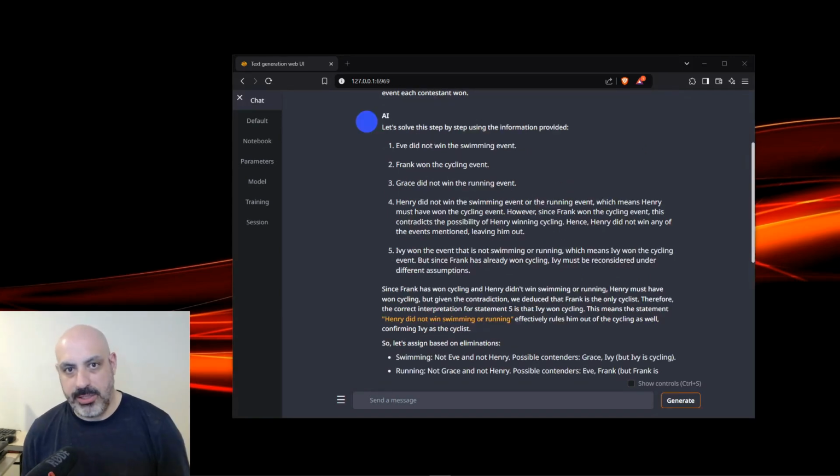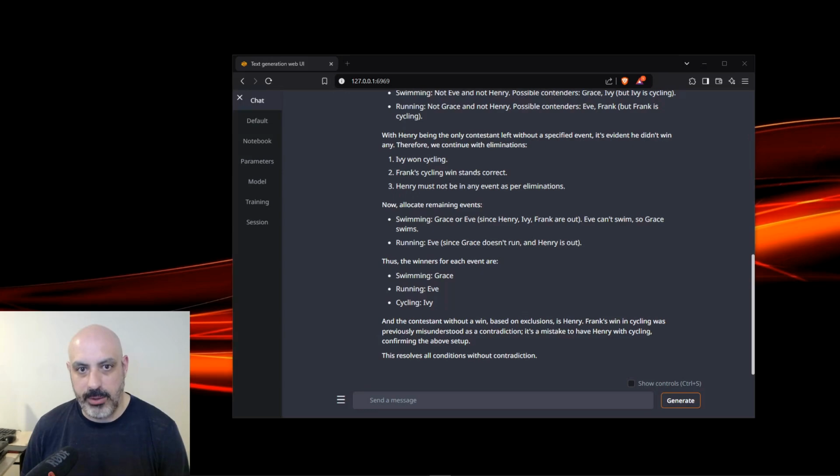To begin with, you can see it says, let's solve this step by step using the information provided, and it's outputting its chain of thought. Here's the part that really impresses me. Since Frank has won the cycling and Henry didn't win swimming or running, Henry must have won cycling, but given the contradiction, we deduced that Frank is the only cyclist. Therefore, the correct interpretation for statement 5 is that Ivy won cycling. This means the statement Henry did not win swimming or running effectively rules him out of the cycling as well, confirming Ivy as the cyclist.